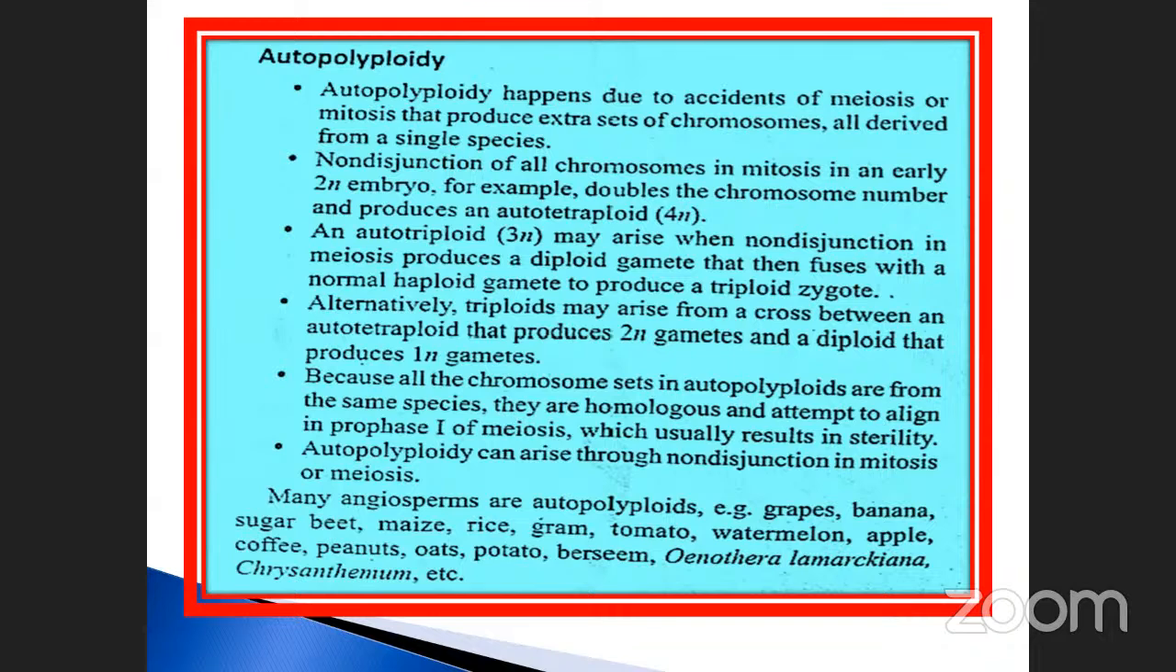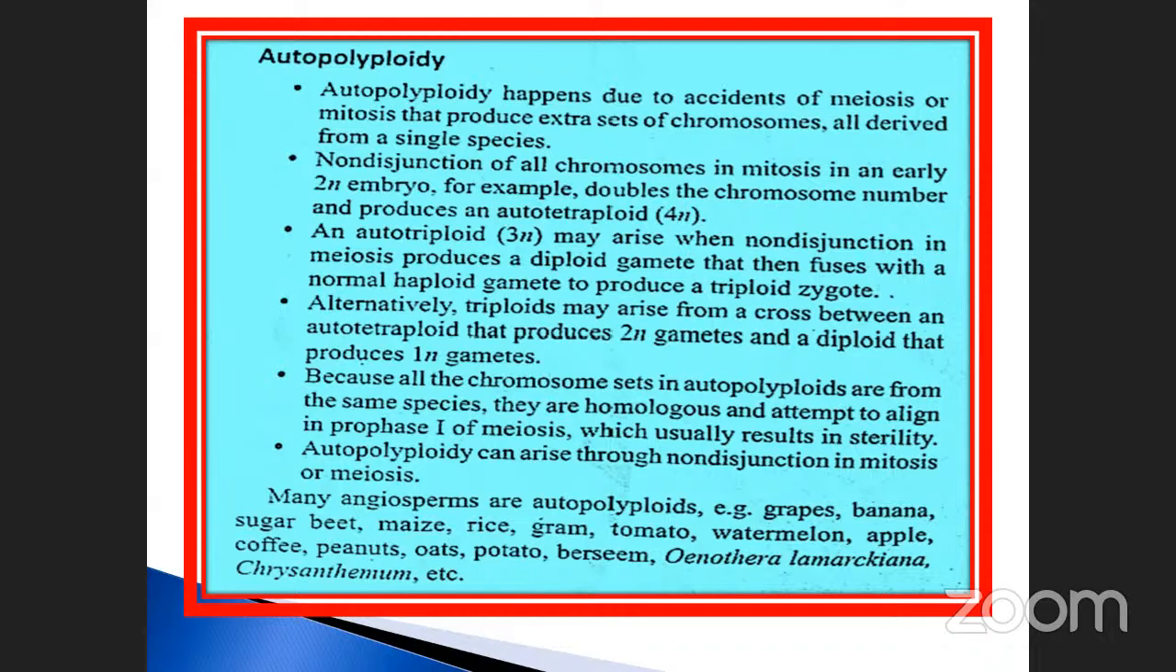Autopolyploidy can arise through non-disjunction in mitosis or meiosis. What are the examples given here? Many angiosperms are autopolyploids. Examples: grapes, banana, sugar beet. We already discussed these yesterday. Some of them are plant examples, and some of them are animals.